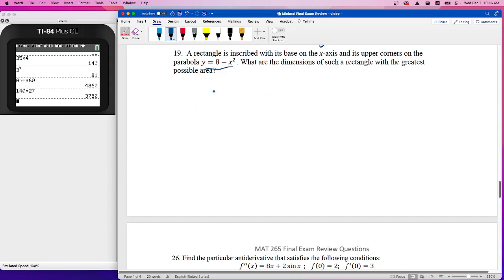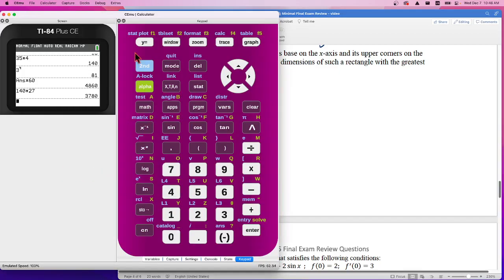So let's first do a quick graph of this. It's a negative, so it's going to be an upside down parabola, but we can take a look at what's going on. Let's clear this. So 8 minus x squared.